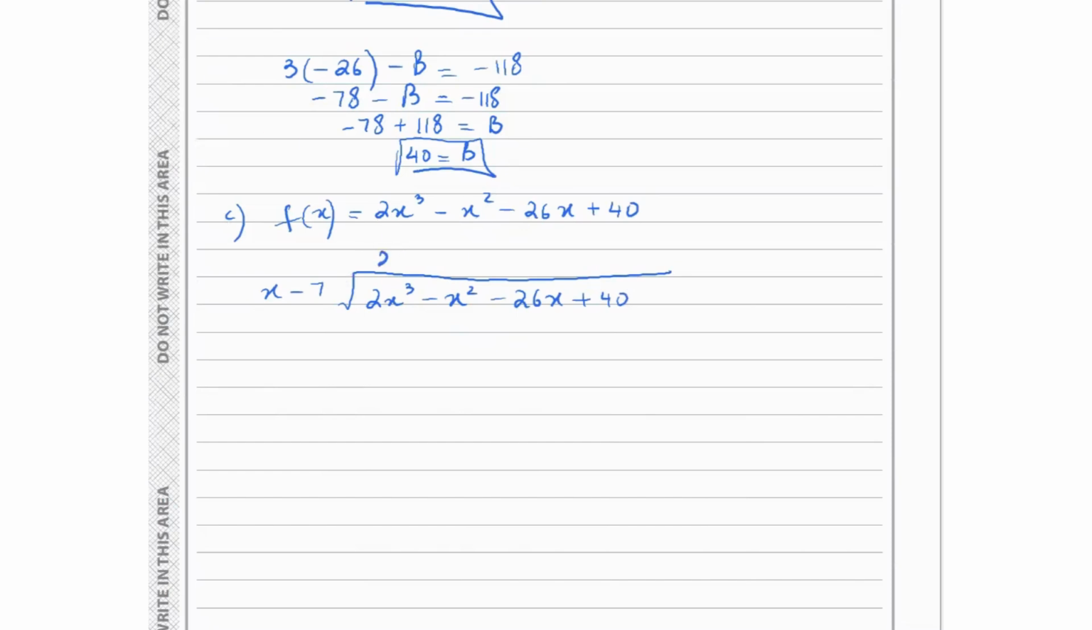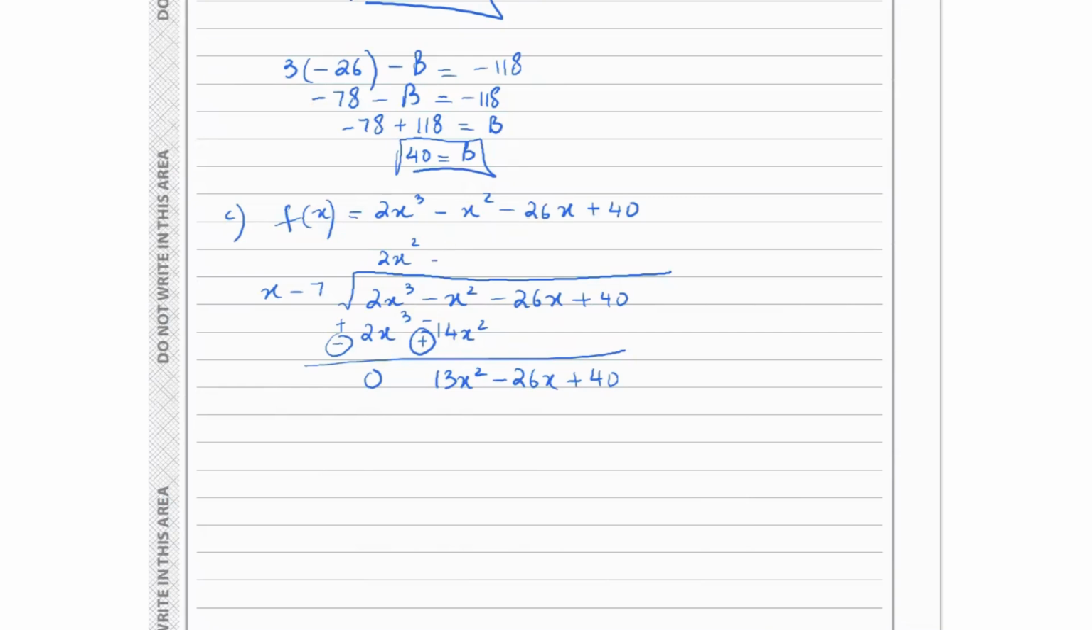So x times 2x squared gives us 2x cubed. Change the signs. 2x cubed minus 2x cubed is 0. 2x squared times 7 is 14x squared. Originally the sign is negative, so we change it to positive. So that's going to be 13x squared. Everything else comes down as it is.